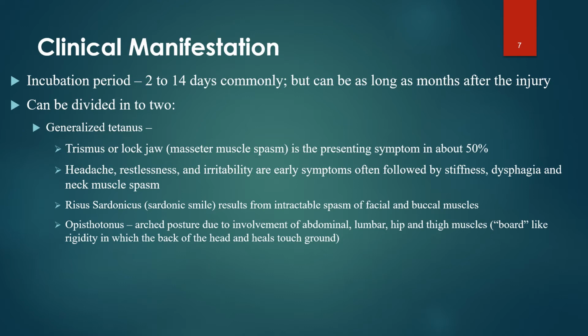Generalized tetanus is characterized by trismus, or lockjaw, which is due to masseter muscle spasm and is the presenting symptom in about 50%. Headache, restlessness, and irritability are early symptoms, often followed by stiffness, dysphagia, and neck muscle spasm. Risus sardonicus, which is a sardonic smile, results from intractable spasm of facial and buccal muscles. And opisthotonus is an arching posture due to involvement of abdominal, lumbar, hip, and thigh muscles, with board-like rigidity in which the back of the head and the heels touch the ground.